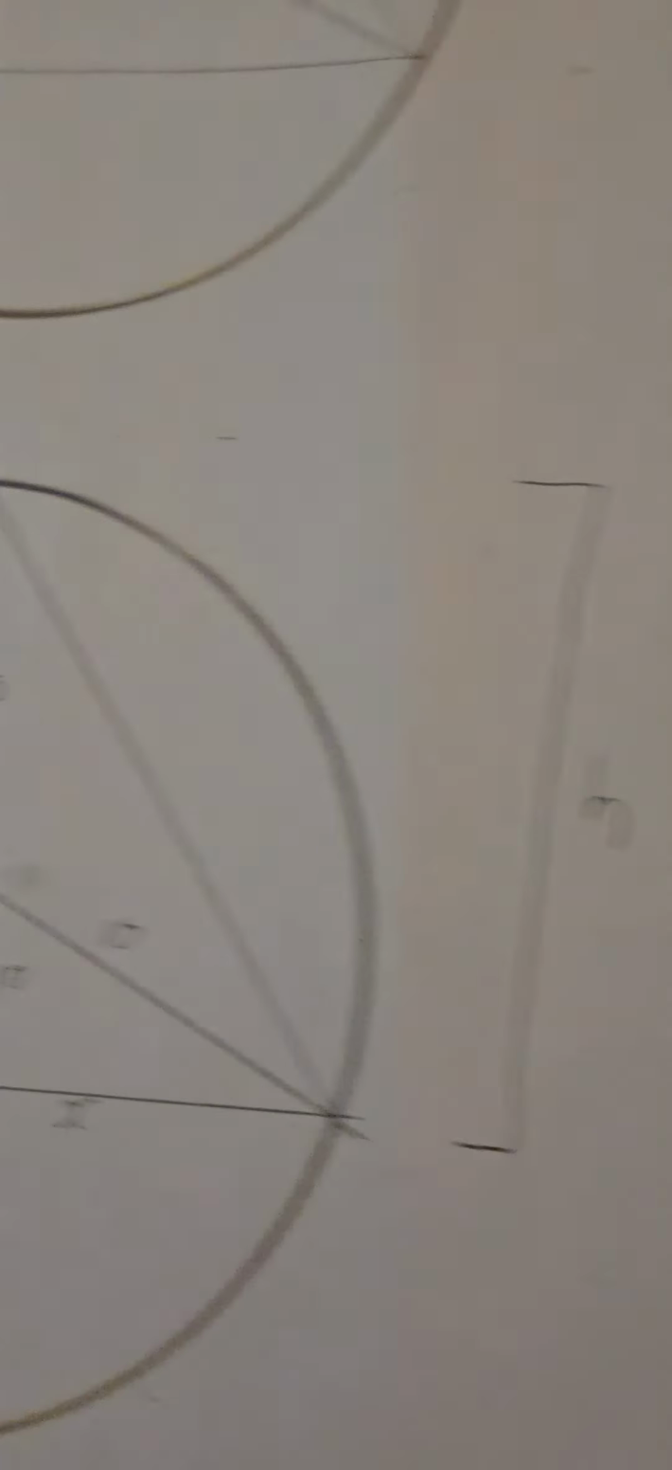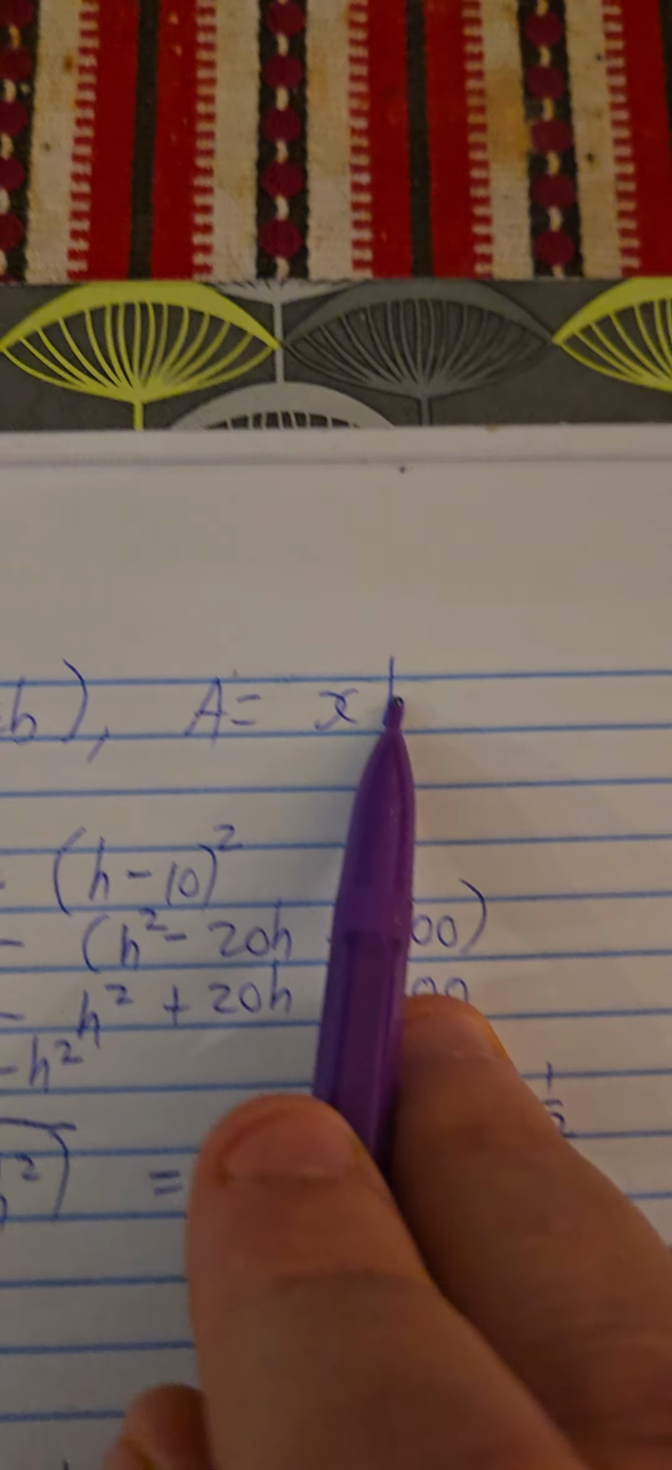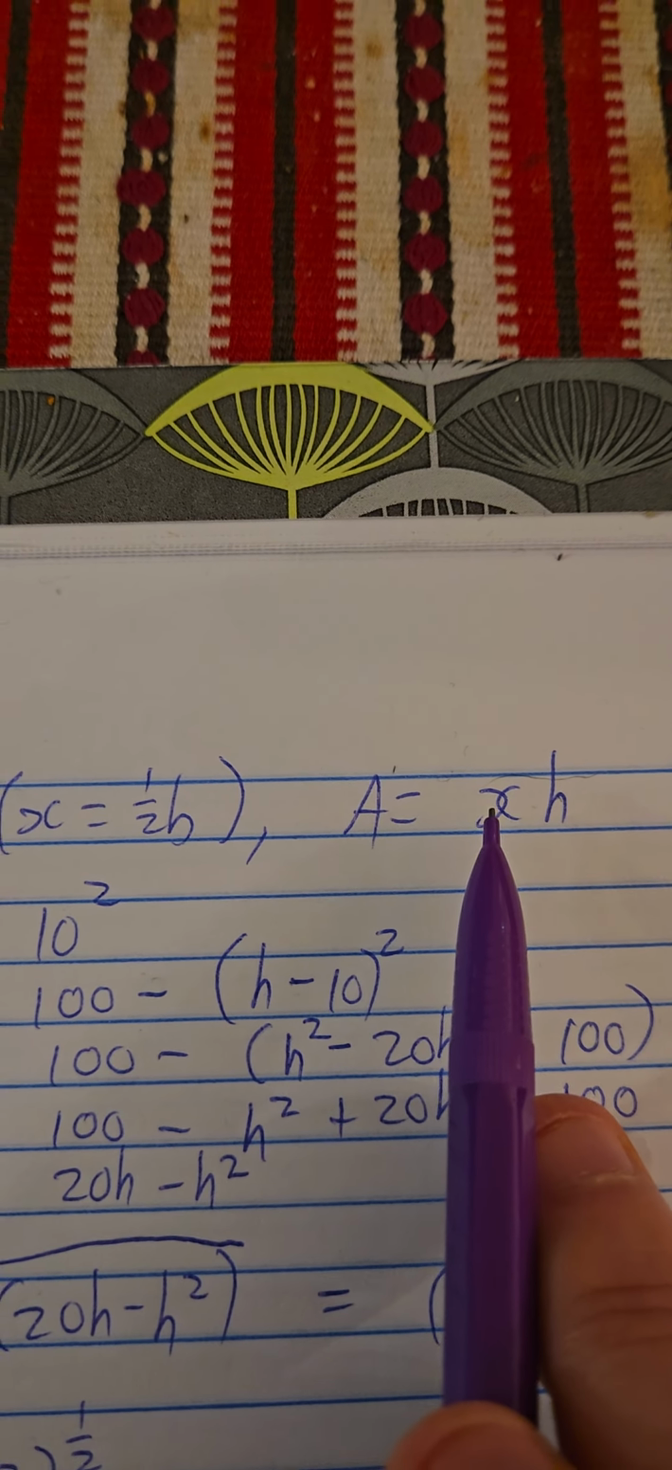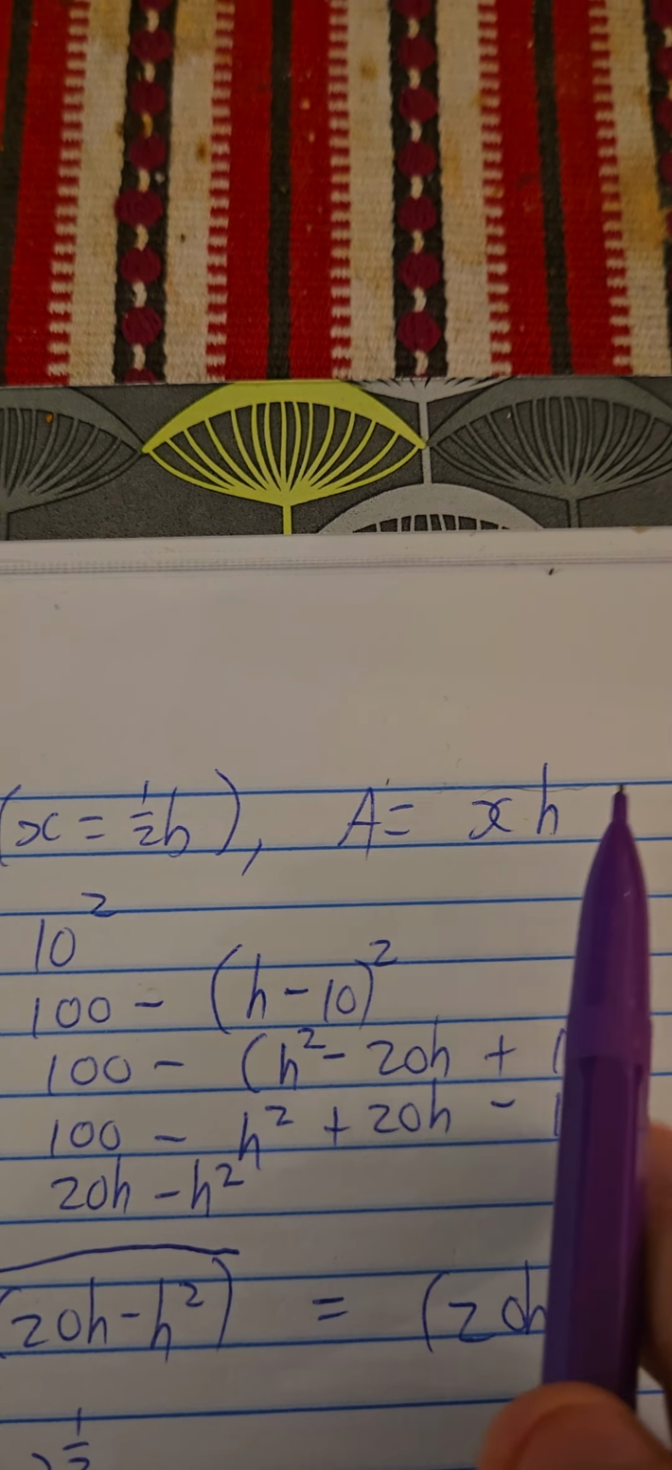Now, half times base times height: we can see that x is half the base. So instead of half b, I replaced half b with x. So area equals x times h. Now we need an equation that relates x and h because we've got too many variables. The good news is that what we want to maximize is before the equal sign, but we still have too many variables, and we found a relationship.